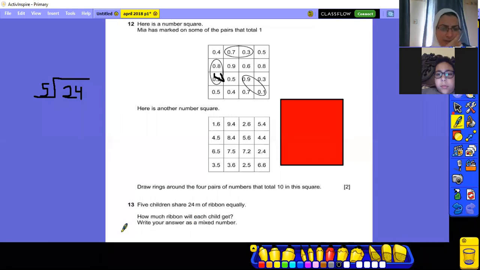Hamza, you're saying 0.5 and 0.5. No, you have to choose from the box here. Choose two numbers beside each other from the box that give you a total of 10, not what you wrote. Okay, I have different answers now. Let's check the right answer, guys.